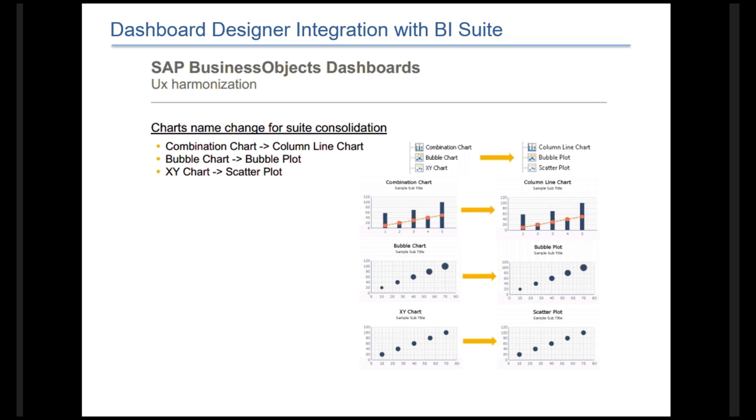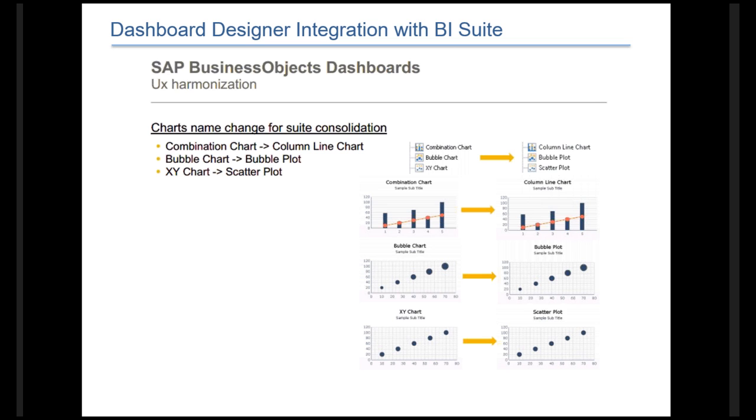Now, one of the other things to fully integrate Dashboard Designer into the BI suite and to help your users with adoption of Dashboard Designer, they've also created a number of different terminology changes within Dashboard Designer. This allows you to refer to the same chart. So this example combination chart has now become a column line chart, which you might be familiar with in Web Intelligence, and an XY chart is now a scatter plot.